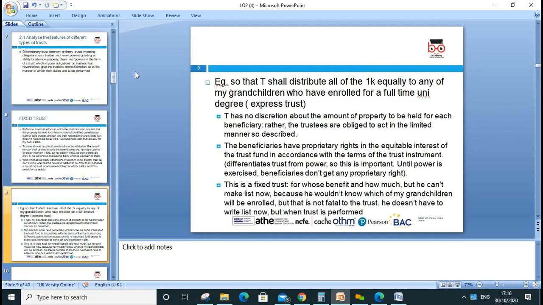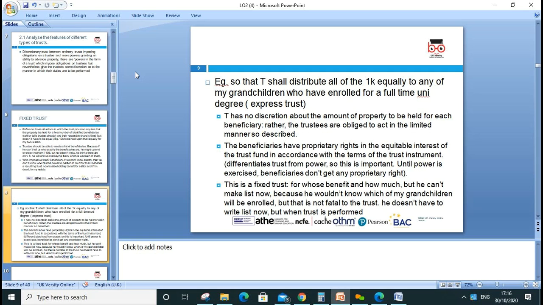So for example, T shall distribute all 1K equally to any of my grandchildren who have enrolled for a full-time university degree. Express trust. We learn about express and implied terms in employment laws, in contract laws. So T has no discretion about the amount of the property to be held for each beneficiary. Rather the trustee is obliged to act in the limited manner. The beneficiary's right to the property is an equitable interest in the trust fund according to the terms of the trust instrument.